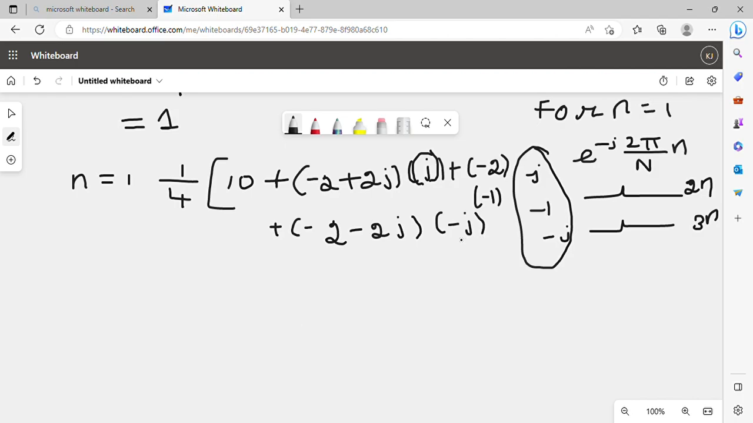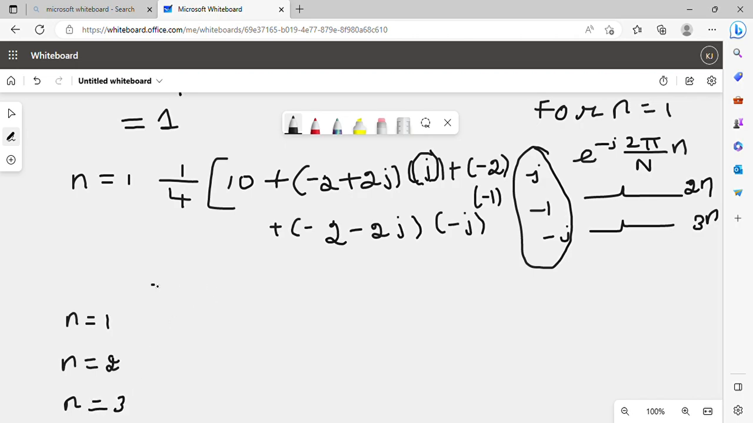You have to know the values of e to the power of minus j 2 pi by N into n, e to the power of minus j 2 pi by N into 2n, and e to the power of minus j 2 pi by N into 3n, for n is equal to 1, 2 and 3. What I am supposed to do is, for n is equal to 1, for n is equal to 2, for n is equal to 3.